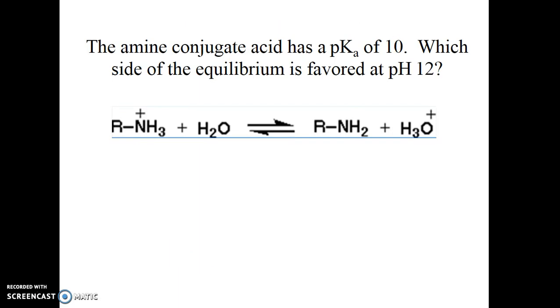The amine conjugate acid has a pKa of 10. So which side of the equilibrium is favored at pH 12? Well, the way that you think this through is you say pH 12 is higher pH than this, so it's more basic. That means there are going to be fewer protons than at pH 10. Fewer protons means the protons are going to be removed from this. So this side of the equilibrium will be favored.